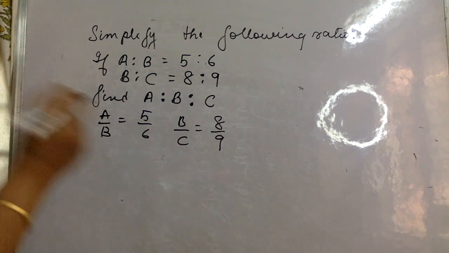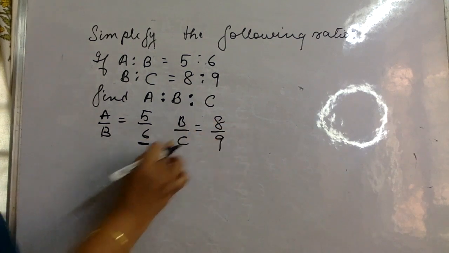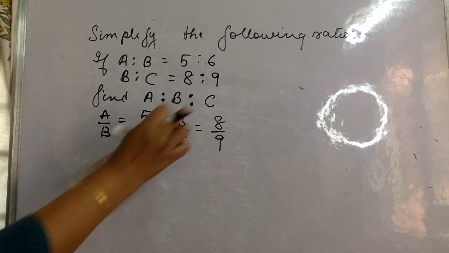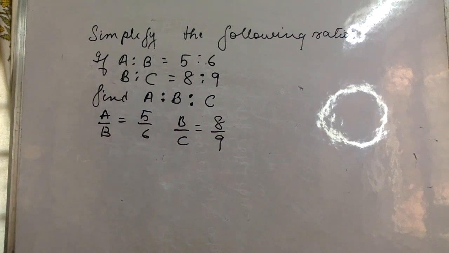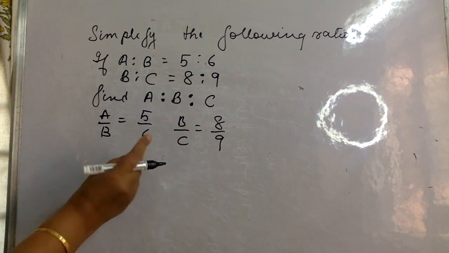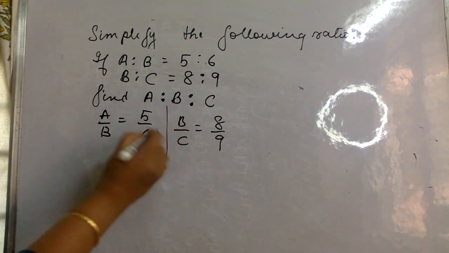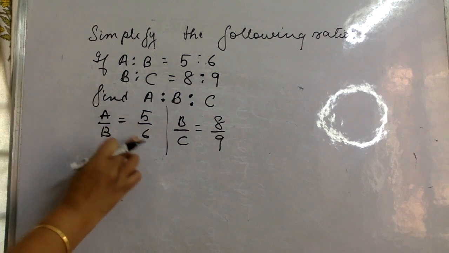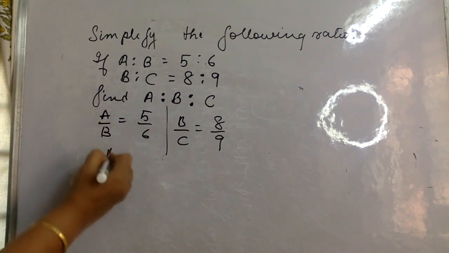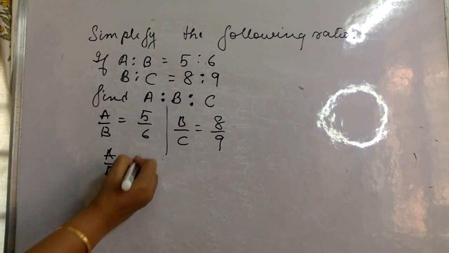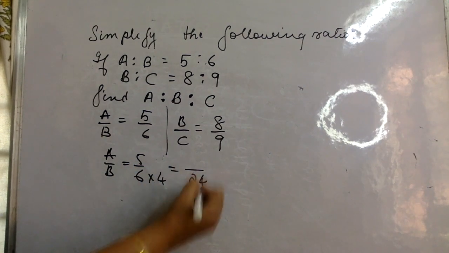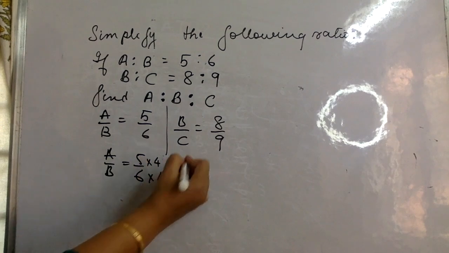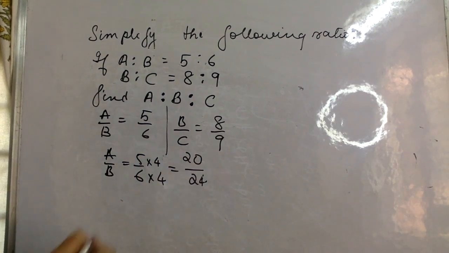Now if I take the LCM of the two values of B, one is 6 and one is 8, the LCM of 6 and 8 is going to be 24. So in both of these ratios, I'll try to make B equal to 24. How can I do it? A by B is 5 by 6 into 4, that makes it 24. But since it is a fraction, I have to multiply here also, that is 20 by 24.